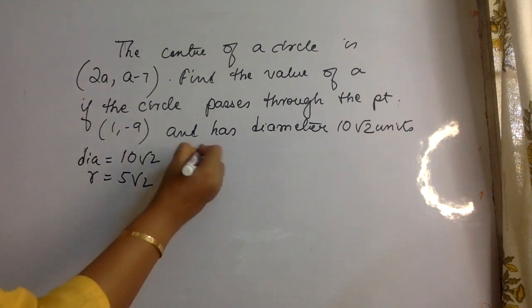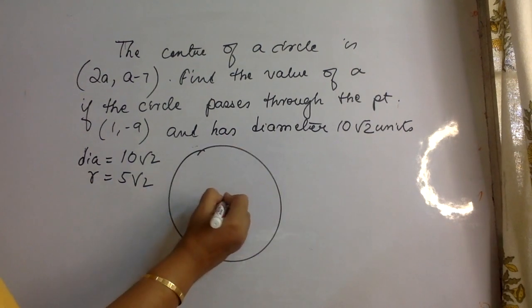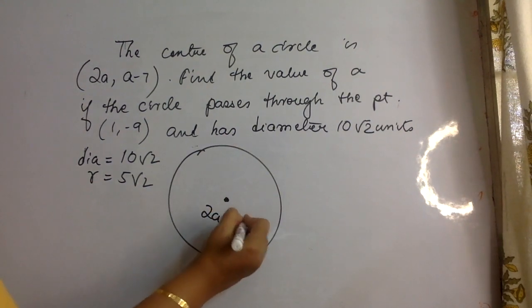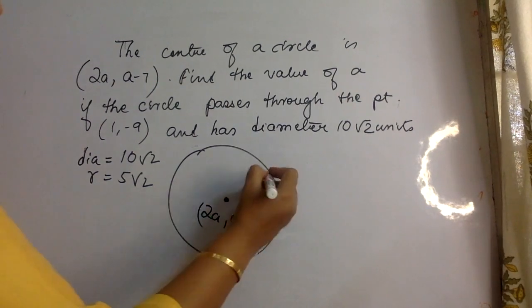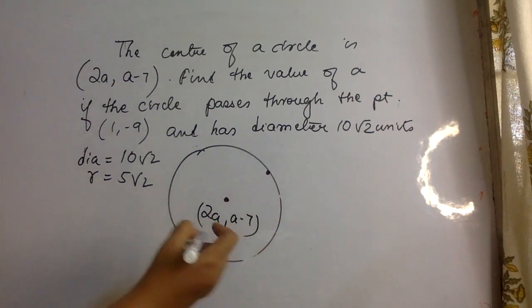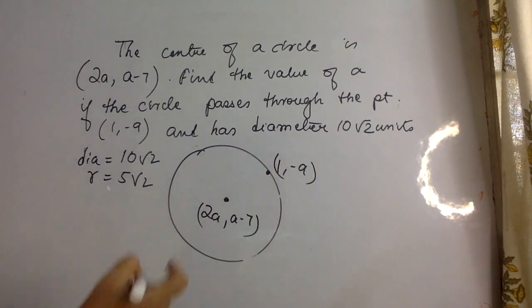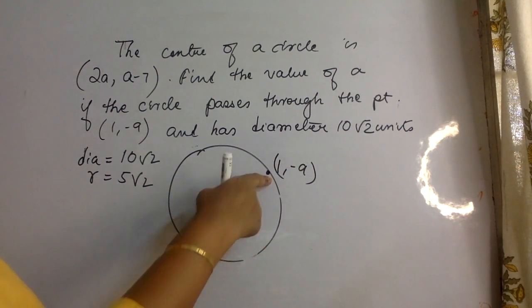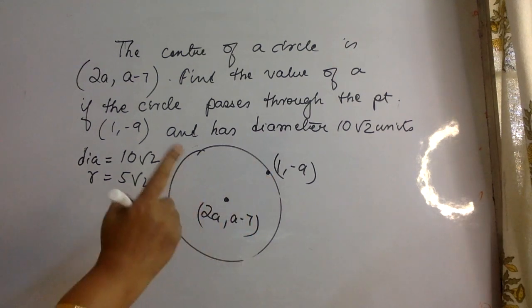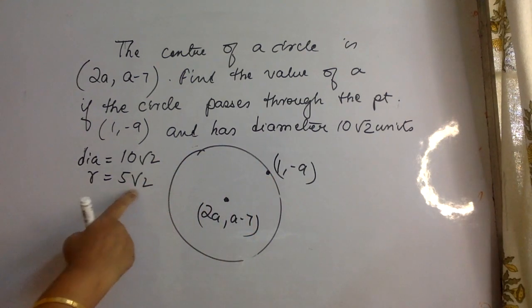Okay, and let me draw the circle. This is going to help you. You don't have to do it for marks. You just do it for your own sake. Your sums come correct when you do this. So this is the point on the circumference. Now they have told radius, we have found to be 5 root 2.